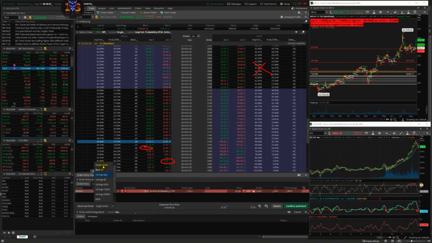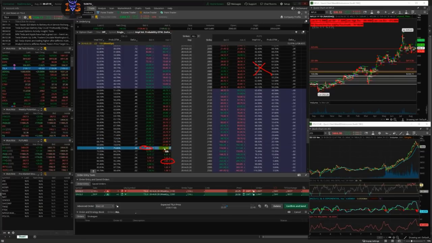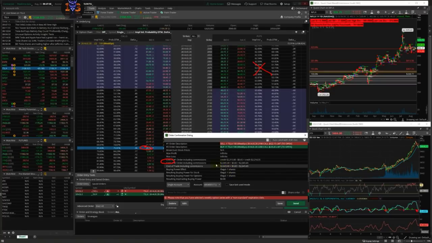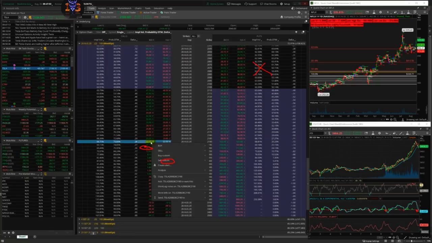We're going to do advanced order. We're going to put it on blast all. That tells us that you can click instead of right clicking. Let's do this. Let's get here. And then let's click on 2190 like we did. And then let's sell this. Let's buy this as a spread. Now, let's calculate this. When we calculate this, we want to push confirm and send. It tells you the cost. You're going to get a credit of $22.15. We're going to sell a vertical because we're bearish.